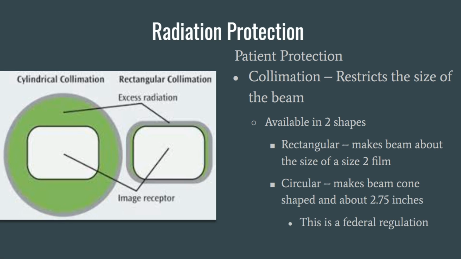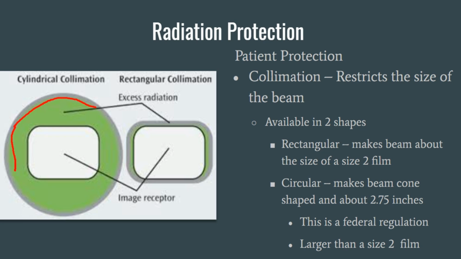And the 2.75 inches, that's the federal regulation. It has to be at least that small. So to be in compliance, the collimation needs to be no bigger than 2.75 inches. And that is still slightly larger than a size 2 film. So you can see here, this is your circle one, or your cylinder, as it's called here on this photo.